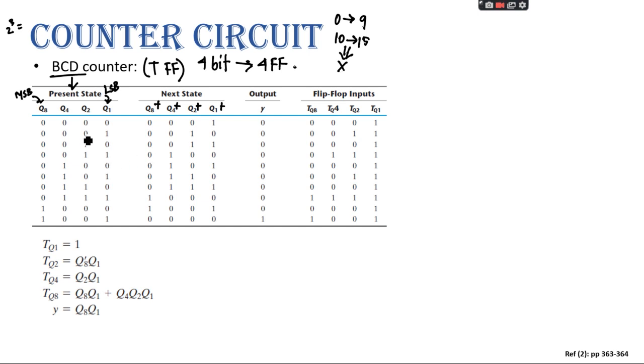So whenever you have 0, the next state should be 1, right? Yes, sir. When you have 1, the next state should be 2. Whenever you have 2, the next state should be 3. Whenever you have 3, the next state should be 4. And whenever you have 9, the next state should be 0. Yes, sir. Okay.